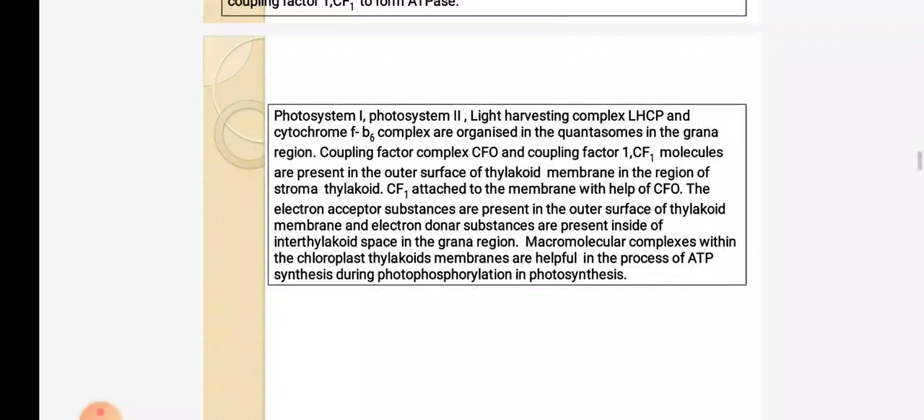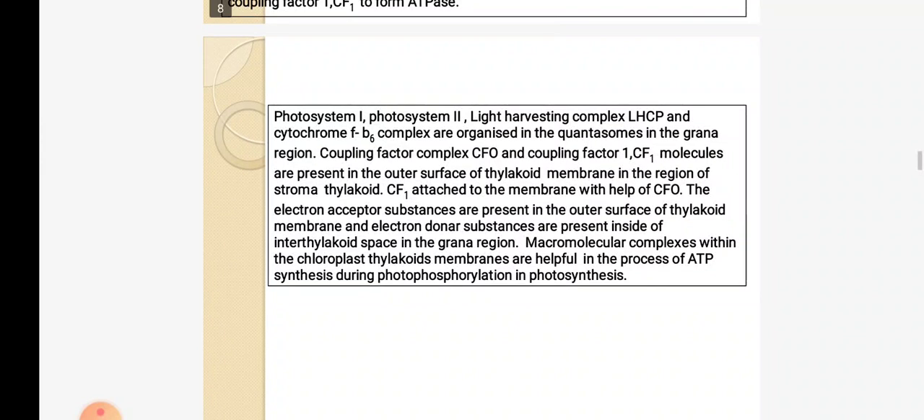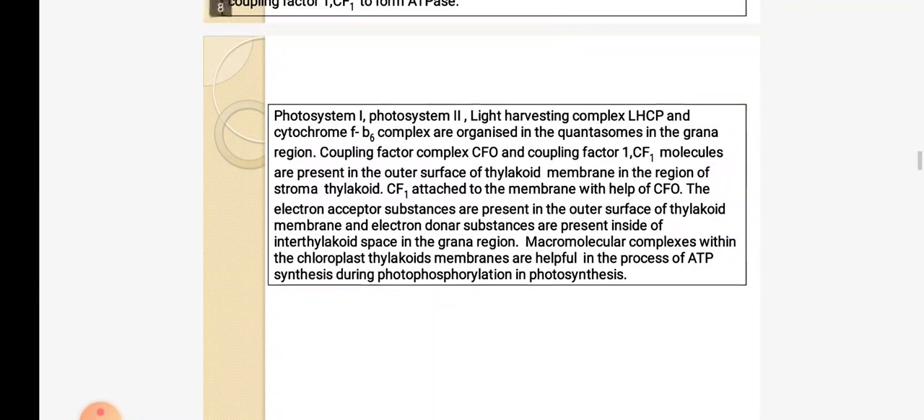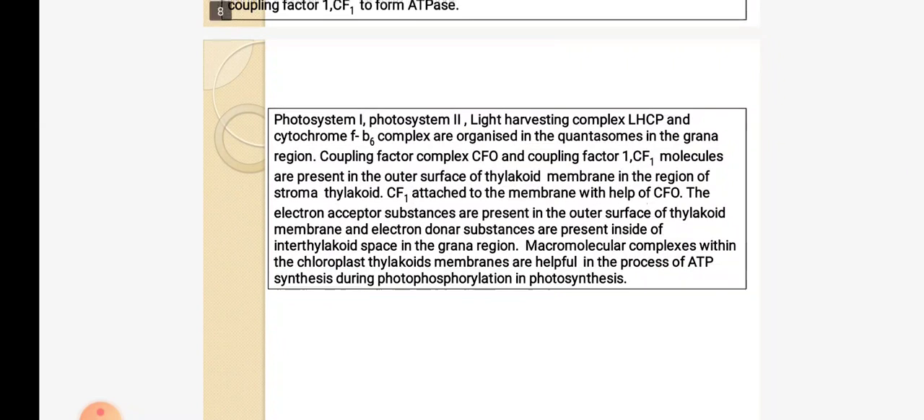The electron acceptor substances are present on the outer surface of the thylakoid membrane and electron donor substances are present inside the interthylakoid space in the grana region. Macromolecular complexes within the chloroplast thylakoid membrane are helpful in the process of ATP synthesis during photophosphorylation in photosynthesis.